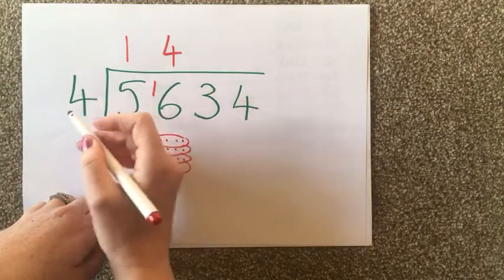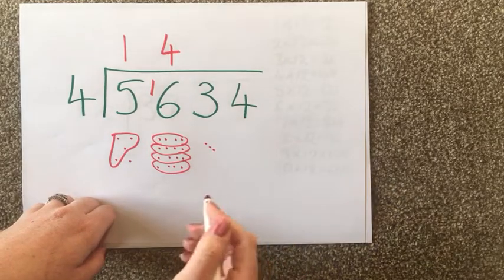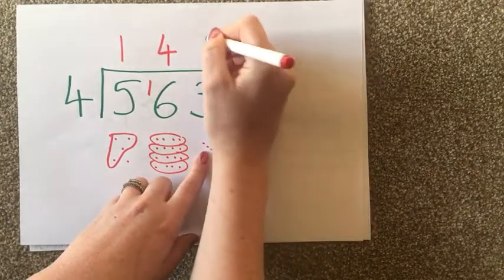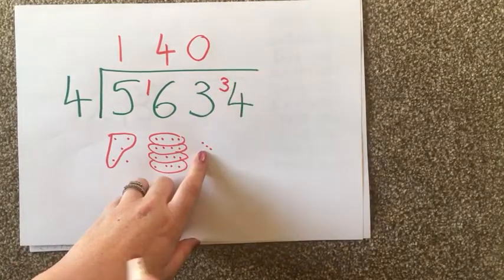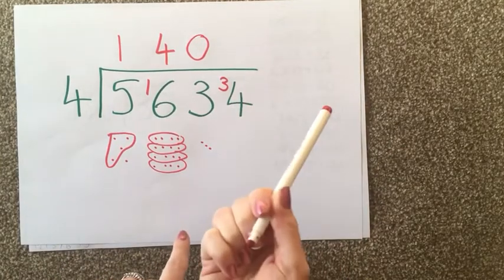For the next one, I'm asking how many groups of 4 can I get out of 3? Well, if I draw 3, I'll see I can't actually get any groups at all. So now they're all left over. So I say I get no groups out of it, and those 3 now get carried across, giving me the number 34. I could draw out the dots, but it would take a bit of time.